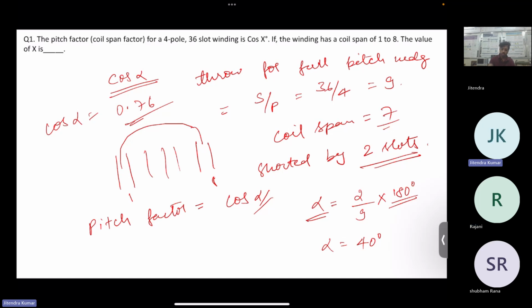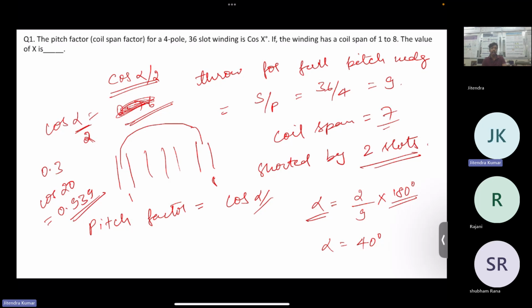Sorry, the pitch factor is cos alpha by 2. Alpha by 2 means, since 40 degrees is the alpha, it is 20 degrees, and cos 20 is 0.939. Exactly. So cos 20 is 0.939, and this will be the pitch factor.